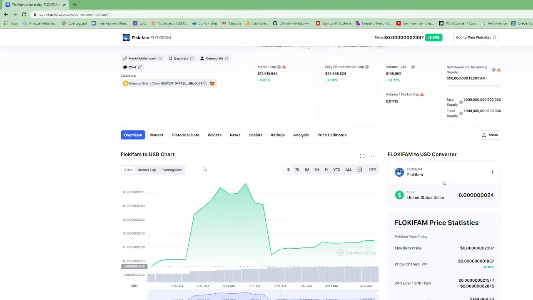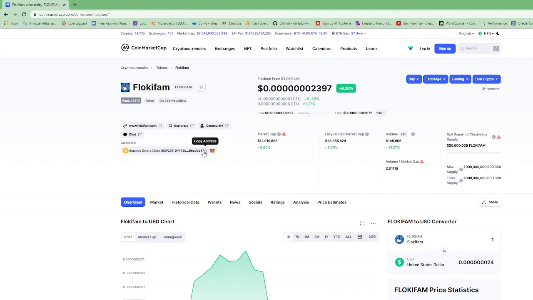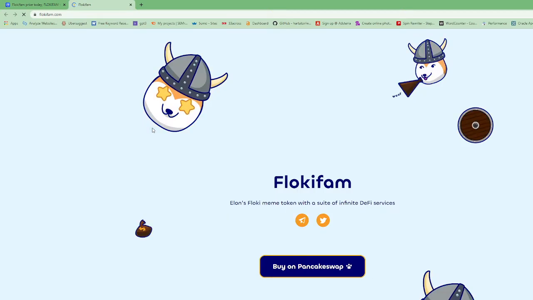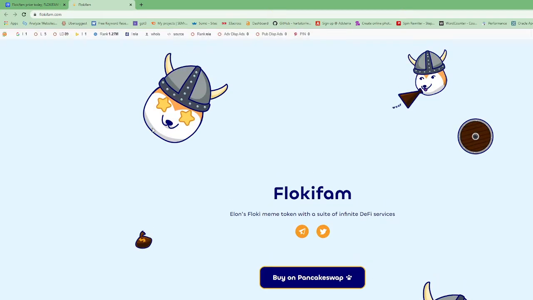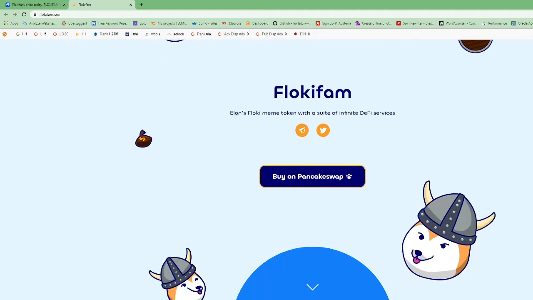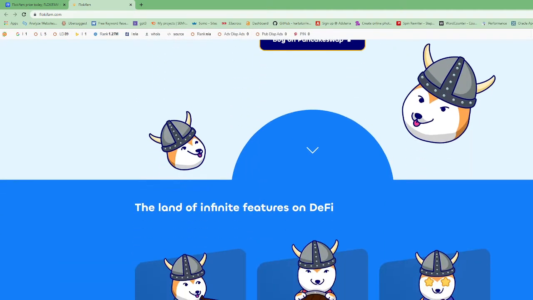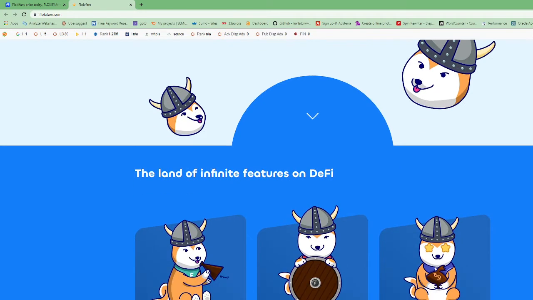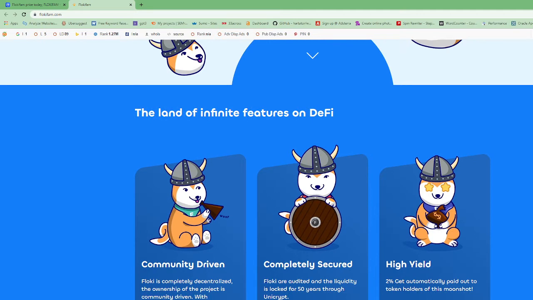All right, so first thing we're going to do is copy the contract address. We're going to load their website. It says Elon's Floki meme token with a suite of infinite DeFi services. It's showing you that you can buy on PancakeSwap, the land of infinite features on DeFi. So community driven. Floki is completely decentralized. The ownership of the project is community driven with governance. Team will implement the decision of the community. So when they say that, I think that means that the ownership has not been renounced.